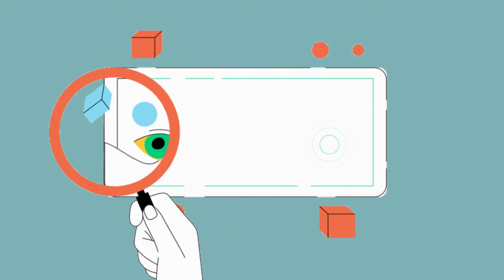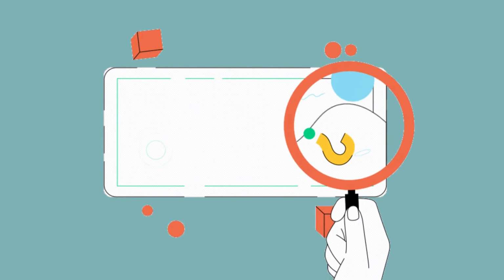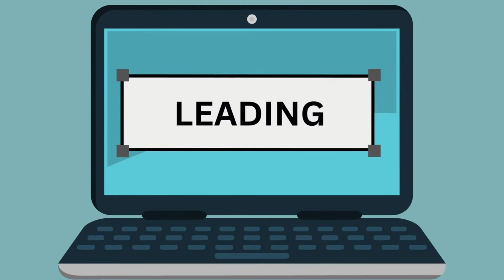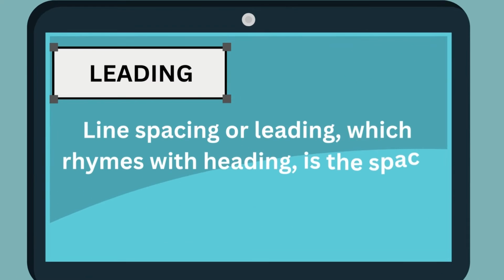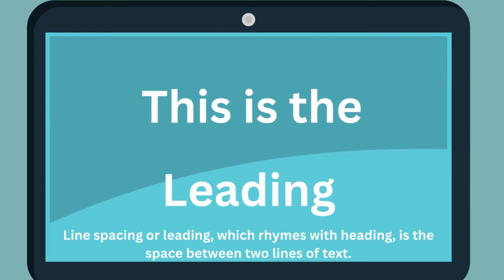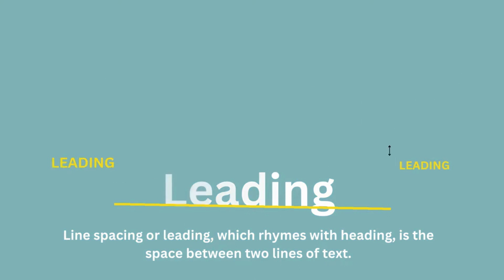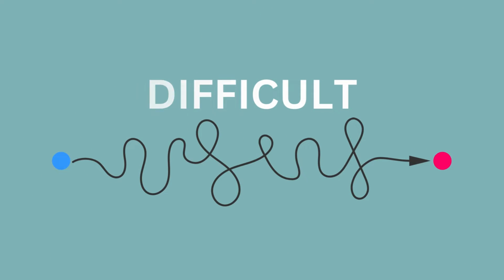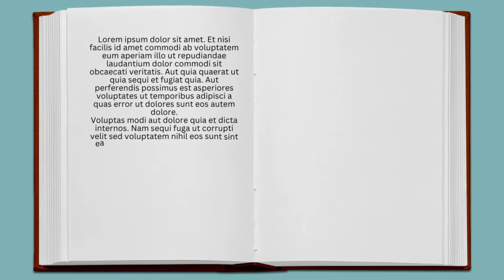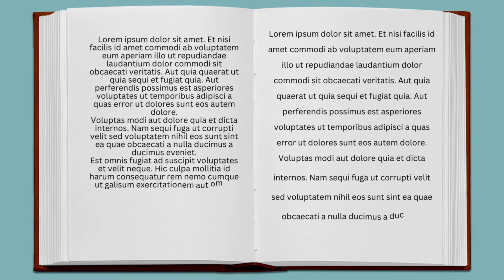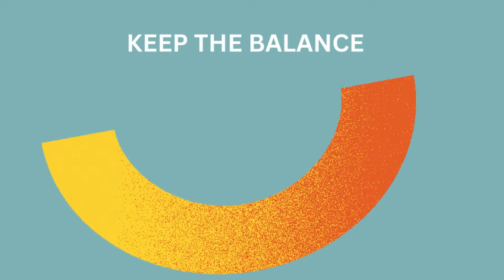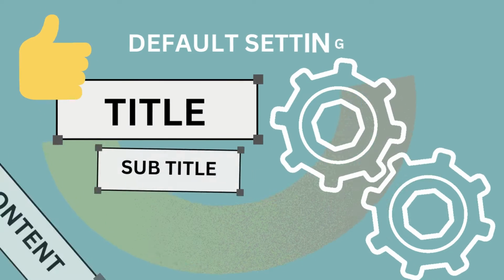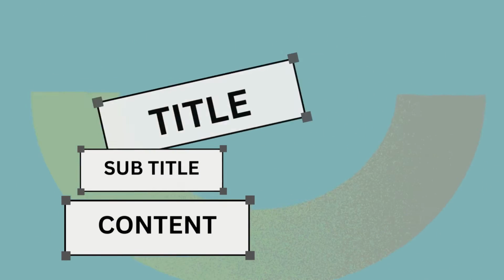Your job will be easier if you are familiar with the basic typographic concepts and aspects. Let us start with leading. Line spacing or leading, which rhymes with heading, is the space between two lines of text. It's a crucial element that improves the legibility of your writing. It will be tough for others to read your lines if they are too close together, which is something you definitely don't want. It will be difficult if there is too much gap between your lines. Keep the balance, and if you occasionally are unsure what line spacing to employ, the default setting is generally acceptable.